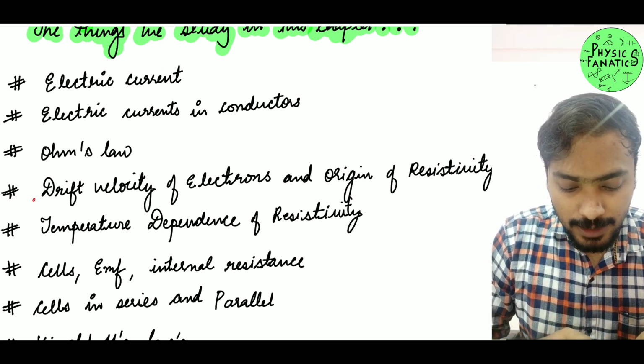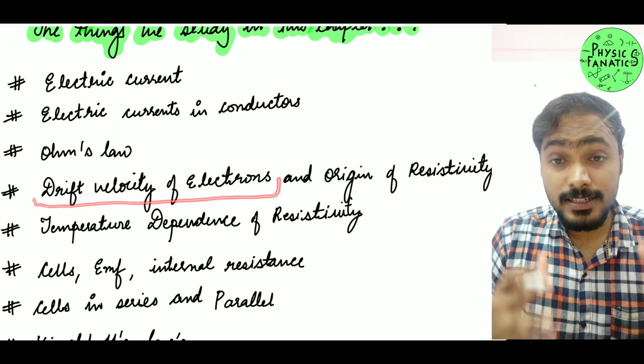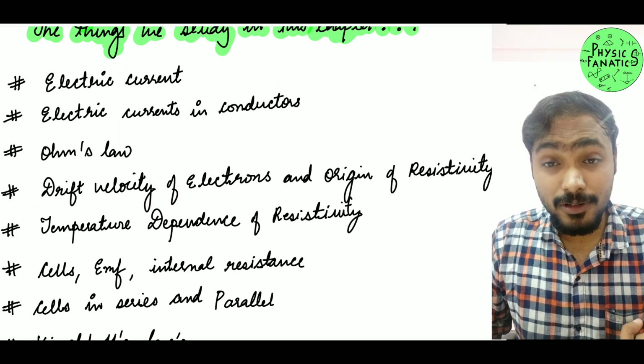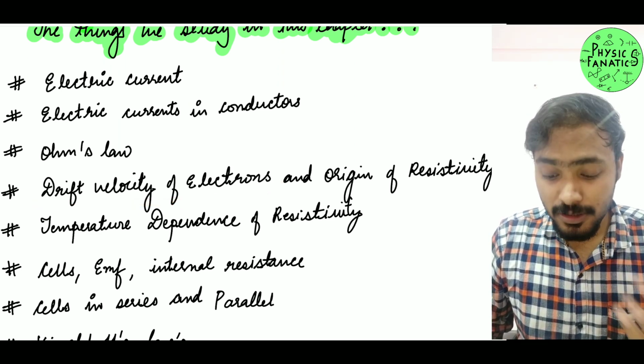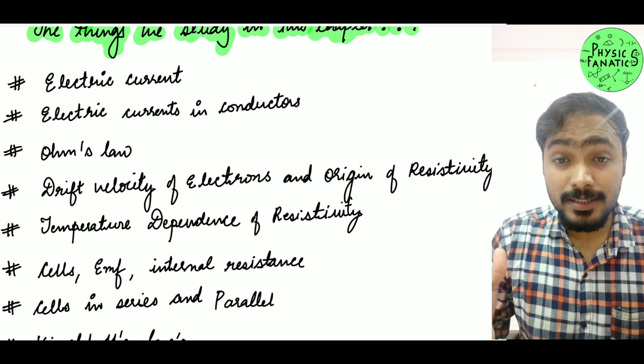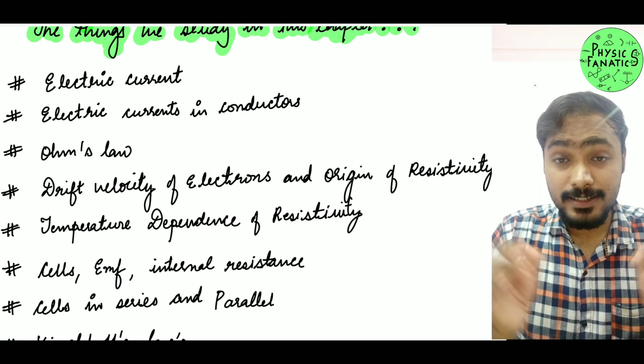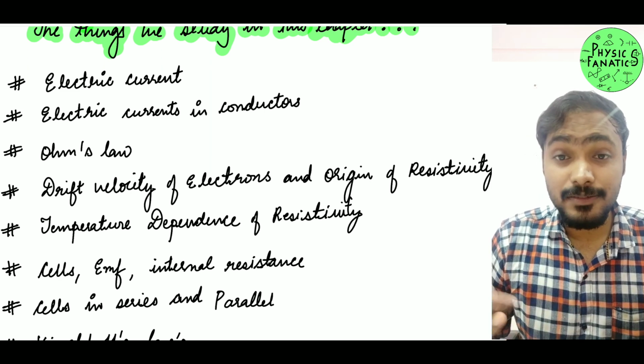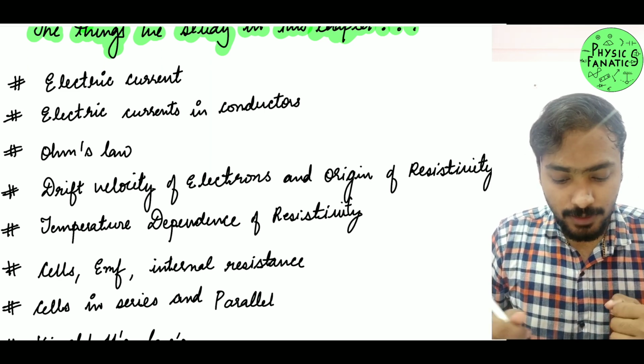Then we have drift velocity of electrons. Electrons will have a drift velocity, so what is that drift velocity? We'll talk about that. Then origin of resistivity. Every material has a fixed resistivity, and we'll talk about how that resistivity comes into being.